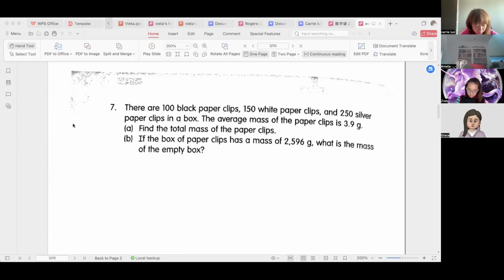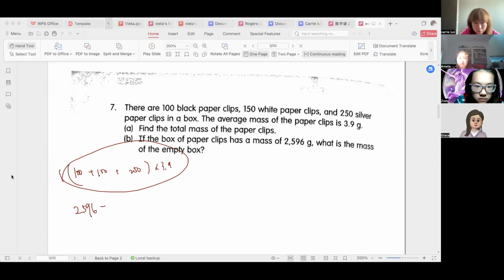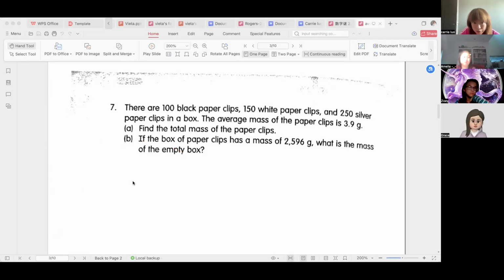Are you finished? Okay, so I'm going to start to explain, okay? So there are 100 black paper clips. So 100 and 150 and 250, right? So the average mass of the paper clip is 3.9. So all we need to do is just to add them all together and times 3.9, correct? Correct? Okay, so what is the mass of the empty box? It's 2596 minus this guy. Correct? Okay, so this question has nothing hard.